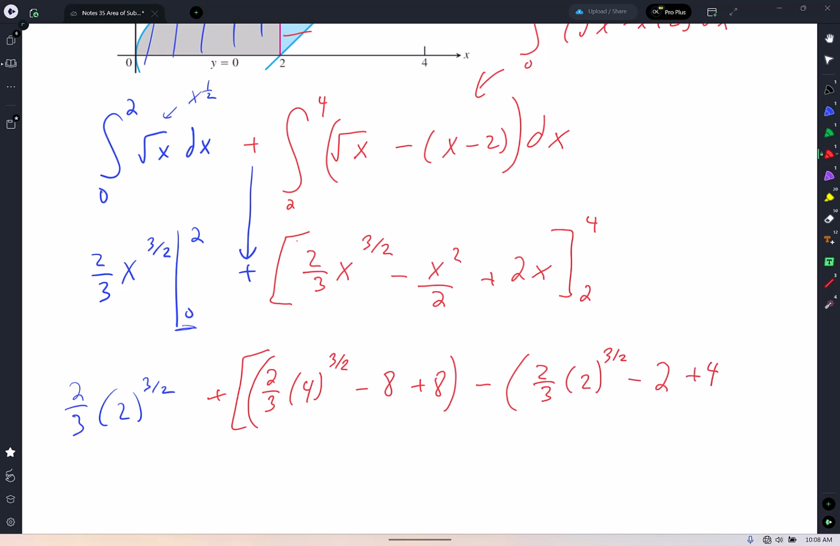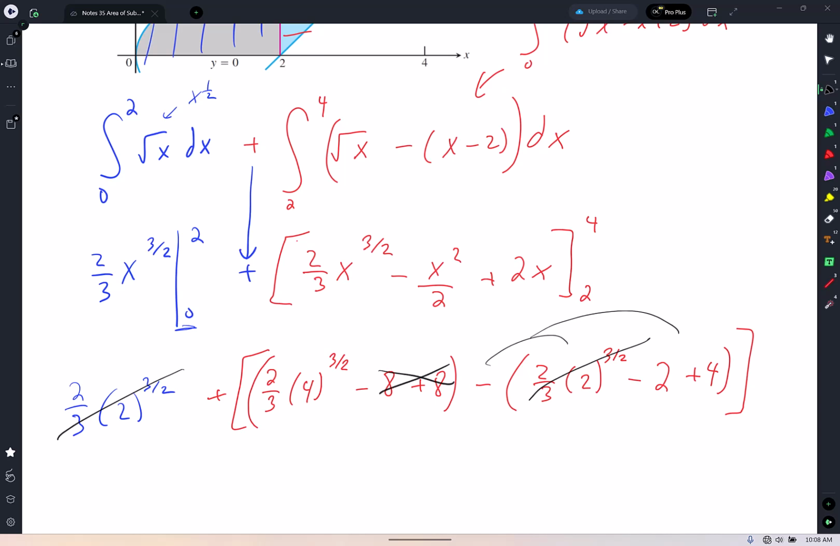Make sure that I'm not making any mistakes, guys. As you guys saw yesterday, I made a mistake. Okay. Now we have to add all this up. Here's what I see. I see 2/3 times 2 to the 3/2. That's going to cancel with a negative 2/3 times 2 to the 3/2. So out. See, because that negative you've got to distribute. And I see these 8s zero out.